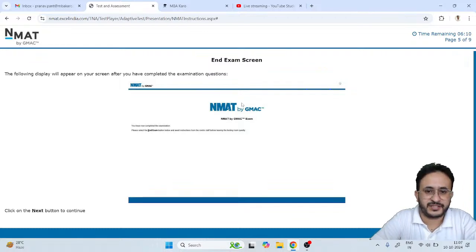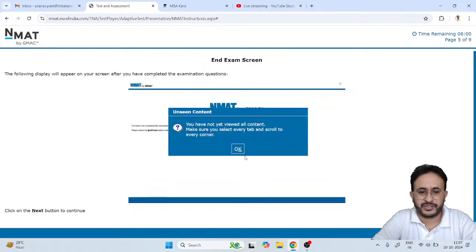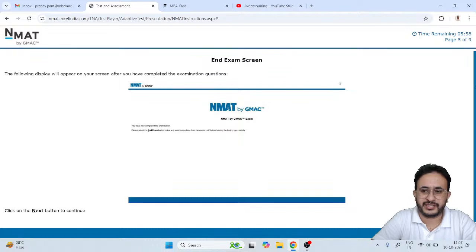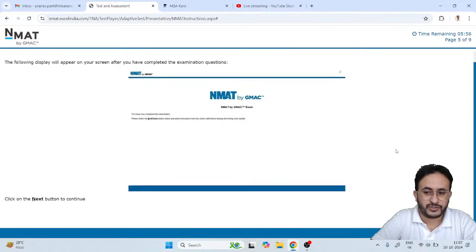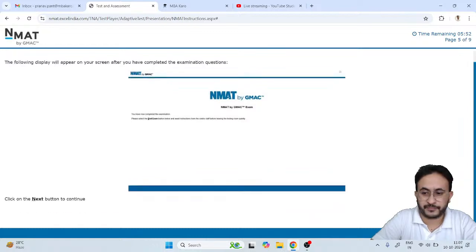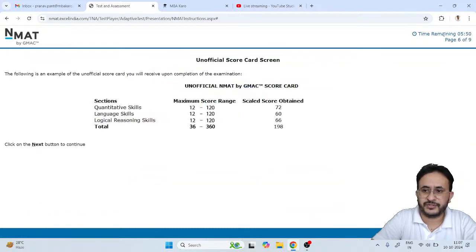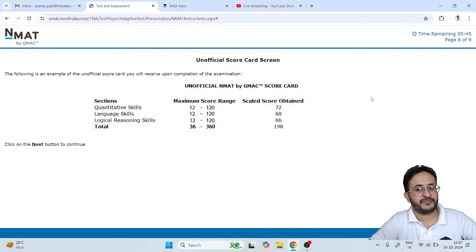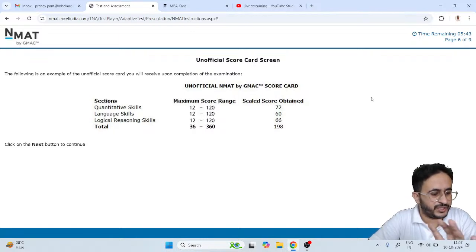After the test is over, you will be shown that you have completed the test, and you click on end exam. And then you get the scores there itself. Now if you do not scroll till the end, it will keep giving the pop-up. So ensure that you see the scroll bar over here and try to scroll it down. There are 9 pages. You need to view this within 8 minutes. So remember, in the actual examination, whenever you are starting, complete this within 8 minutes.